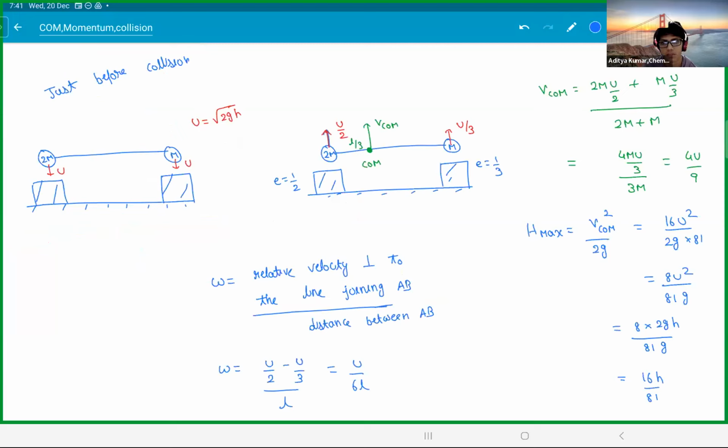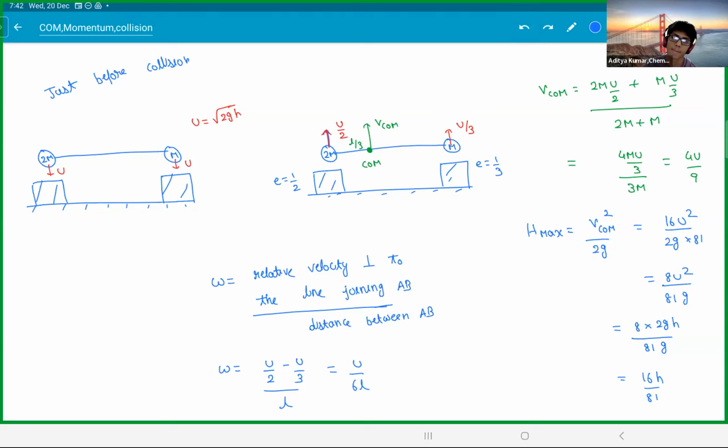Sir, in this, the balls are going in a circular motion with respect to the center of mass, right? So shouldn't we take the distance from the center of mass? Okay. How much is that? L by 3, right? Fine, but here I'm taking relative velocity between these 2 points. Then take relative velocity between these 2 points. If you want to take with center of mass, then take relative velocity with respect to center of mass. Then you'll write u by 2 minus 4u by 9 by L by 3.